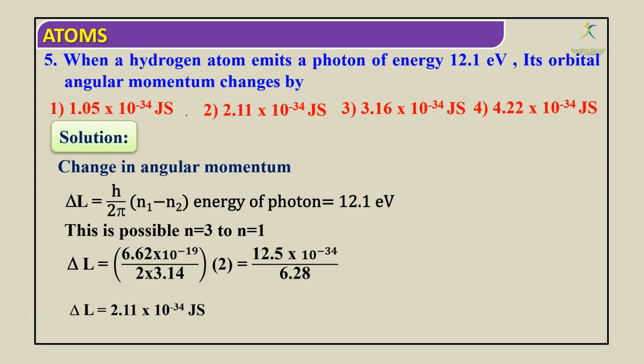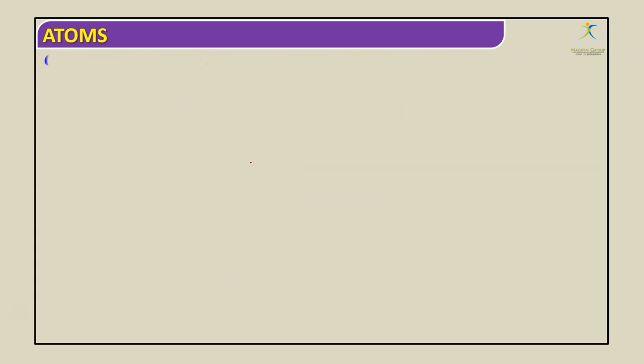So this is a multiplied, not equation. This is a multiplied by 2. This factor is a multiplied by 2 factor. After multiplying this factor by 2, we get this value. So delta L comes 2.11 × 10^-34 joule second, which is the correct answer, option 2.